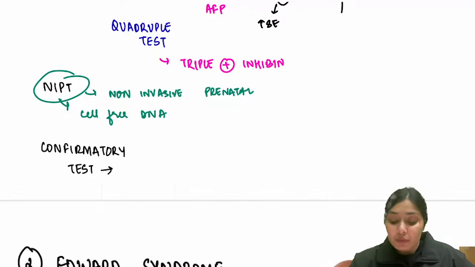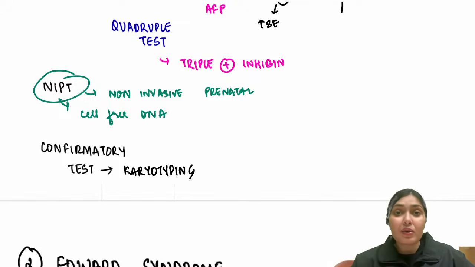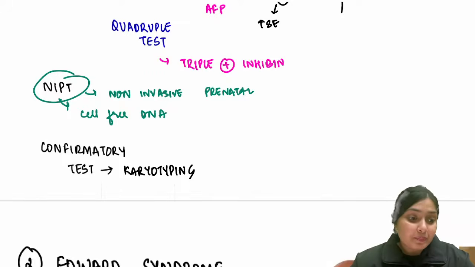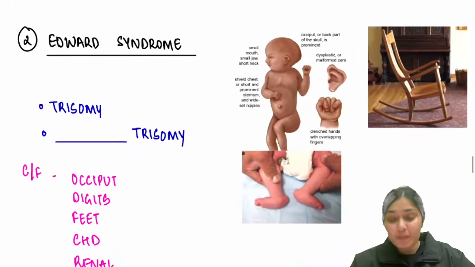But definitely the confirmatory test would be karyotyping. We take the genetic material from the baby either by amniocentesis or chorionic villus sampling. By those methods, we extract the DNA and go for karyotyping. And if in karyotyping you see one extra 21st chromosome, that's a Down syndrome child. So this is all about Down syndrome. Now let's move to the next syndrome, that is Edward syndrome.